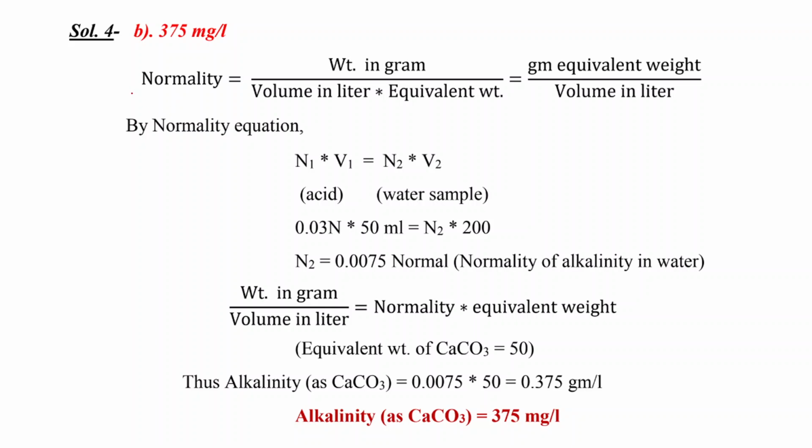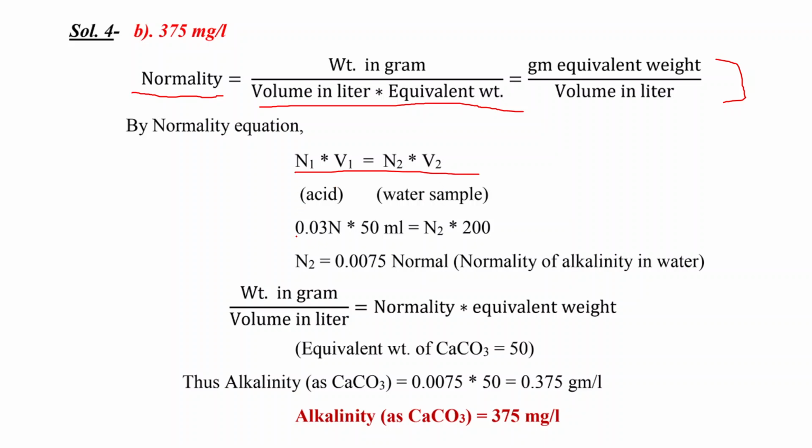Normality. Equivalence point problems are solved using normality, not molarity. That's why I asked you to consider that H2SO4 is giving 2H plus. Normality is equal to weight in grams divided by volume in liter multiplied by equivalent weight, which is equal to gram equivalent weight divided by volume in liter. So the normality equation is N1V1 is equal to N2V2. So acid and water sample: N1V1 is for acid and N2V2 is for water sample.